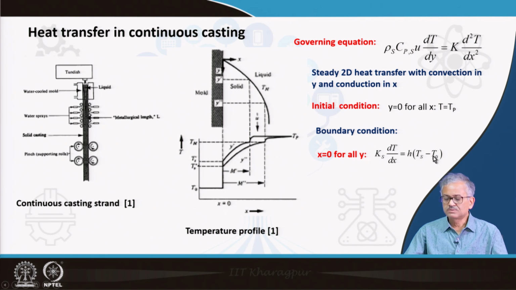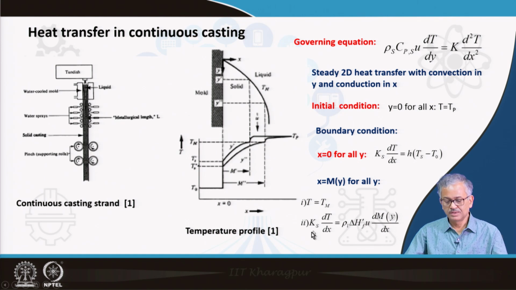So, h into (Ts minus T naught), where Ts is the solid temperature here, Ts minus T naught, and k dT/dx. And another boundary condition at x equal to mx for all y: at x equal to mx, T is equal to Tm, because across this thickness the temperature is the melting temperature.